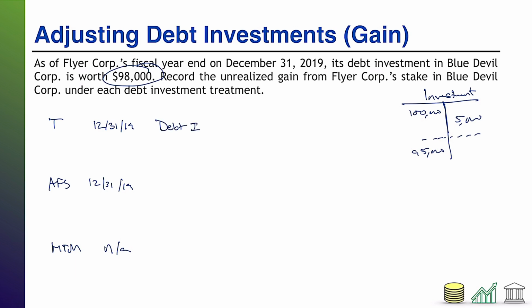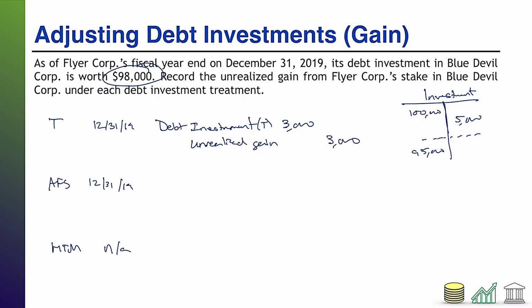The investment goes up by $3,000. We record unrealized gain for $3,000. That gain goes on the income statement. And you're done. That's the exact same thing we would have done if this was an equity security. So equity and trading, same treatment.